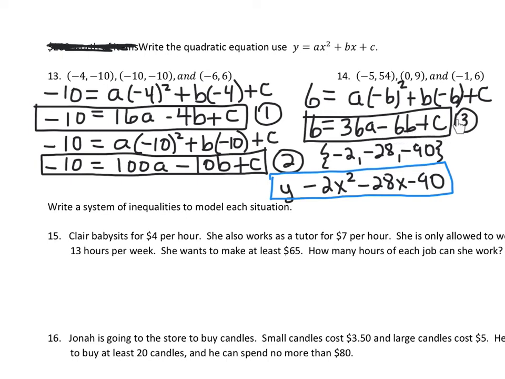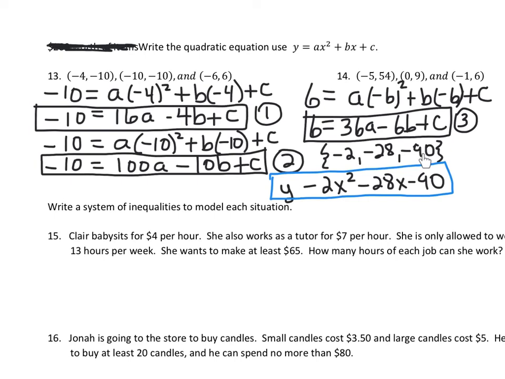That's my third equation of my system. Now I'm going to put these 3 equations in my calculator, and I'm going to solve the system, and what the calculator gives me is that x is -2, y is -28, and z is -90.